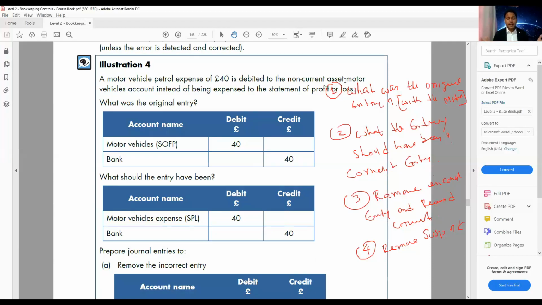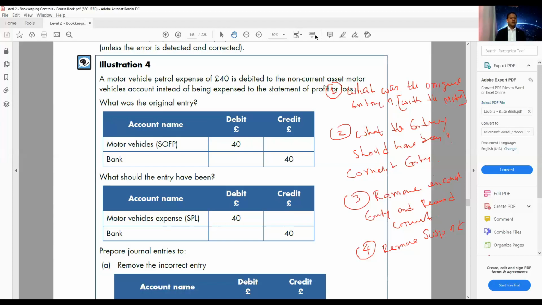So I'm buying an asset, I'm buying a car, a motor vehicle, for £40. So my asset will be higher because of that, isn't it? But it's not true, because I paid for the petrol, but I didn't write it correctly as motor vehicle petrol expense. I wrote motor vehicle. So my asset has gone up, but it is an expense, it's not an asset at all. So because of that, my expense goes down and my asset goes up, and this is incorrect.